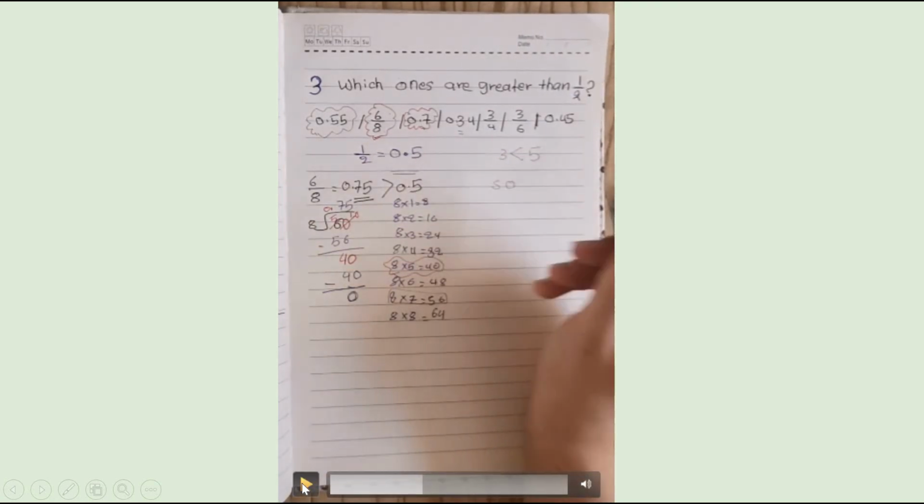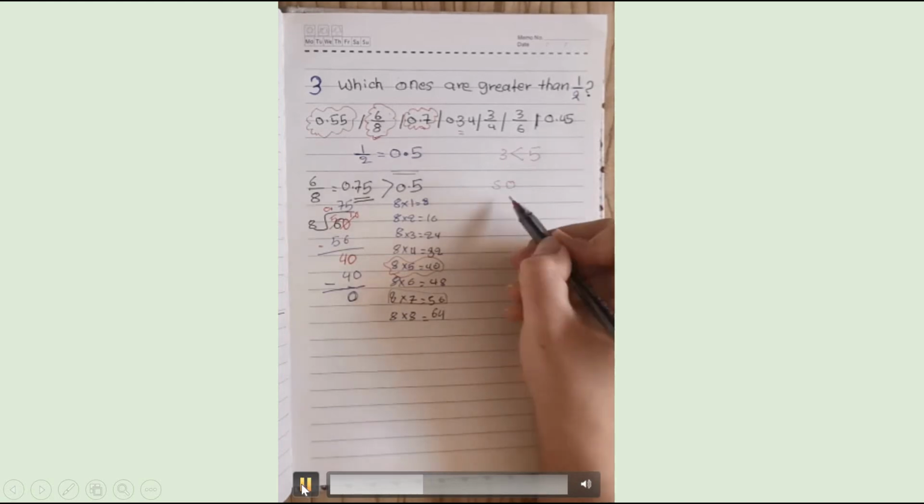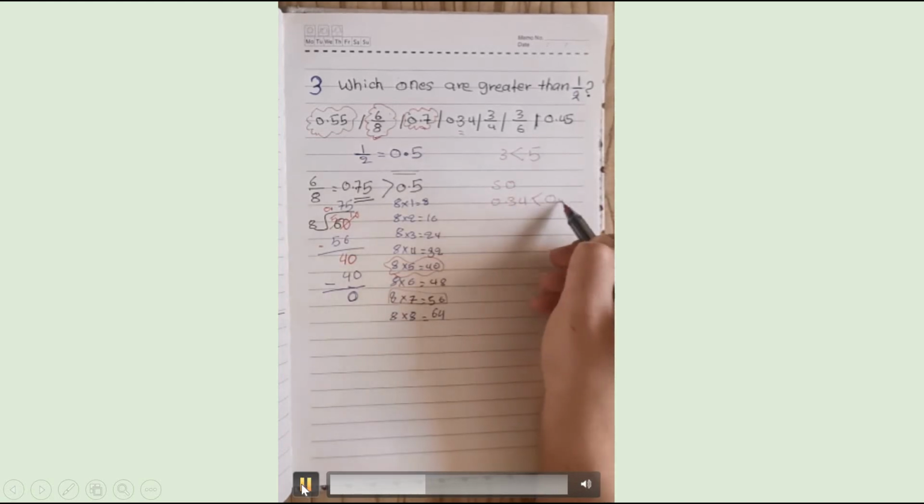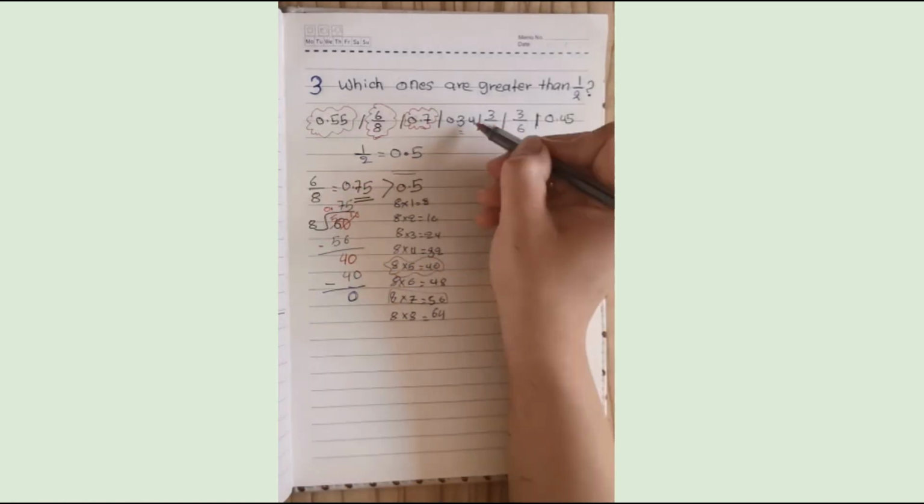Then we have 0.34. Now, even though it's 34, don't mind that. Just compare the numbers in the 10th place to each other. 3 is smaller than 5, so 0.34 is smaller than 0.5 and we will not pick that.